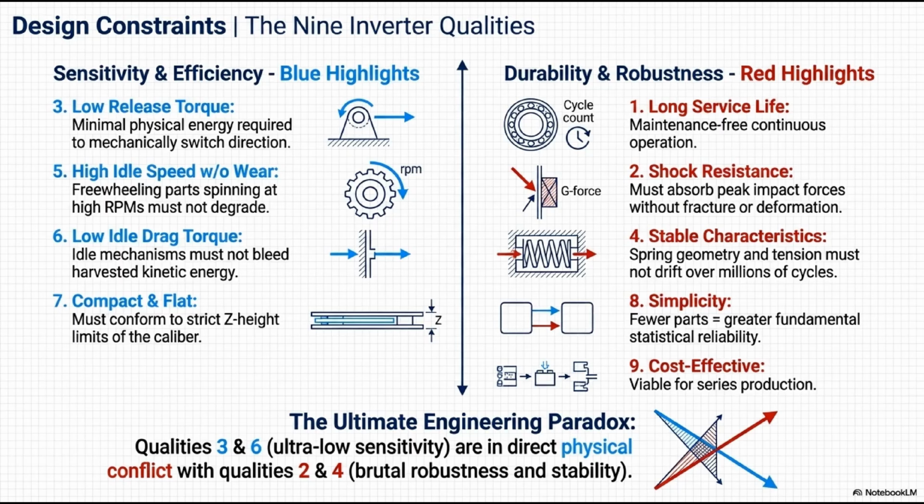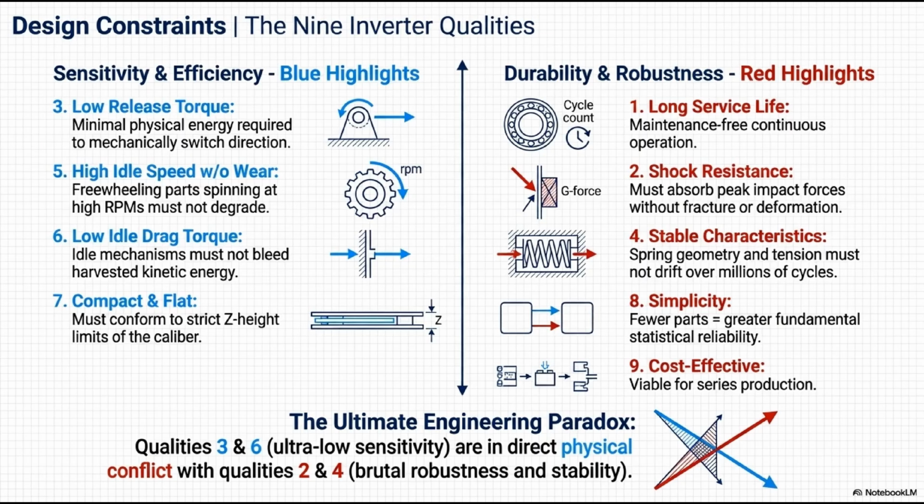Let's map the 9 inverter qualities to understand the ultimate engineering paradox. On the left, in blue, we have the demands for sensitivity and efficiency. The inverter needs 3. Low release torque, minimal physical energy required to switch direction. It needs 5. High idle speed without wear, parts must freewheel at thousands of RPMs without degrading. It needs 6. Low idle drag torque, it cannot bleed the kinetic energy it just harvested. And 7. It must be compact and flat to fit in the case.